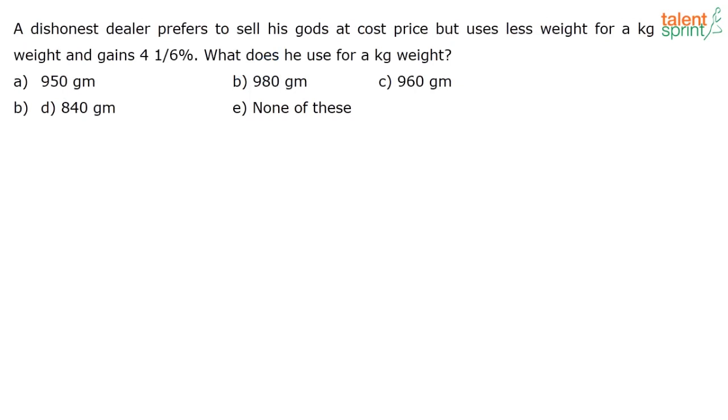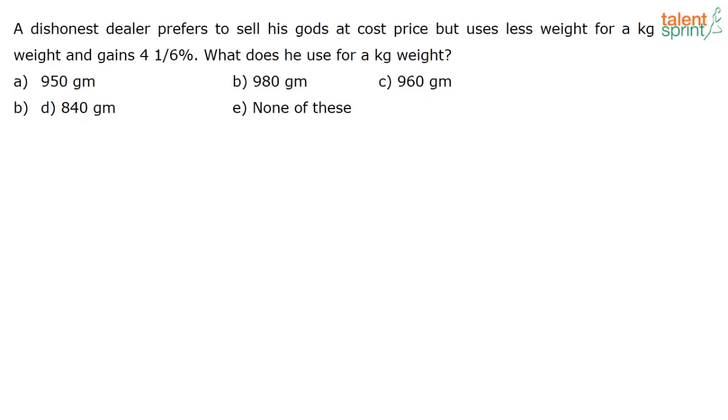Again, a dishonest dealer problem. Earlier they had given us the weight, right? Now they have given us the percentage and asked us to find the weight. So how do you solve this one? A dishonest dealer prefers to sell his goods at cost price, but he uses less weight for a kg weight and gains 4 1/6%. What does he use for a kg weight? Again here you can do it both ways. Either do it with the formula, true value minus false value by false value into 100, or with the concept like we did for the previous problem, and directly you will get the answer. Let's solve it both ways.